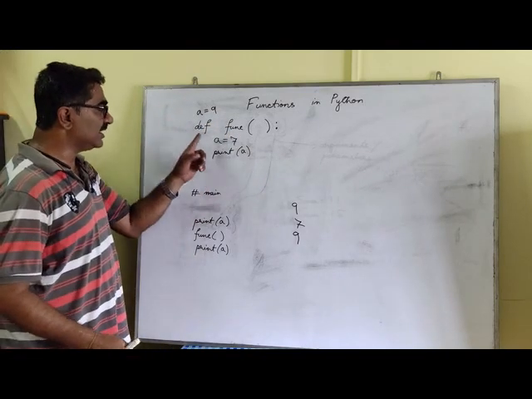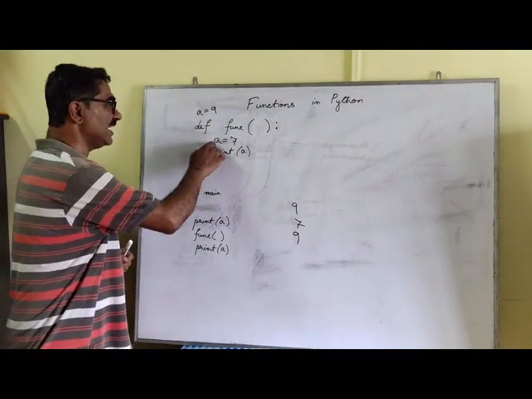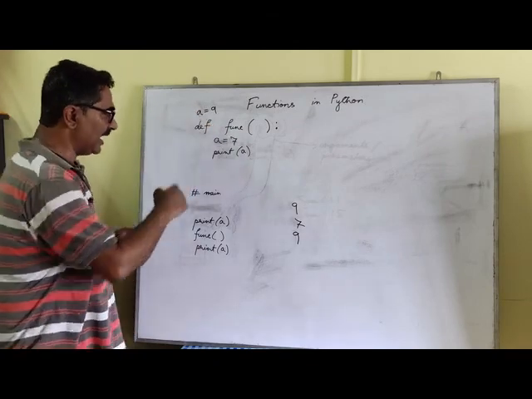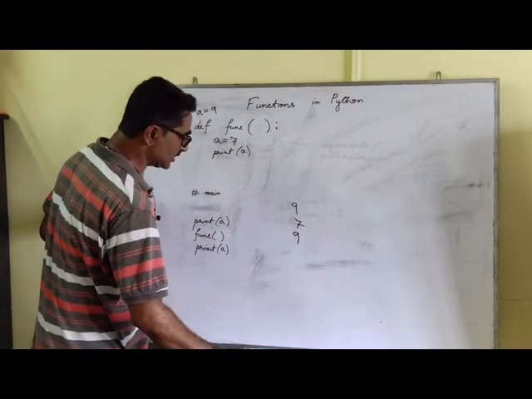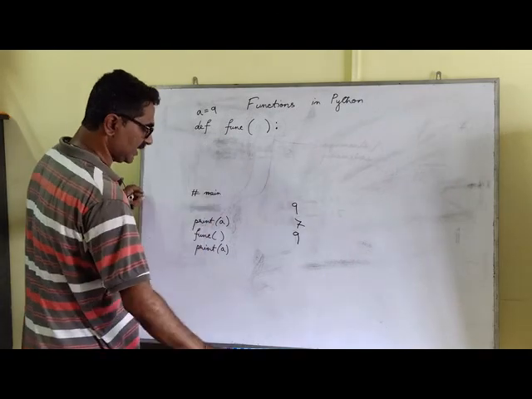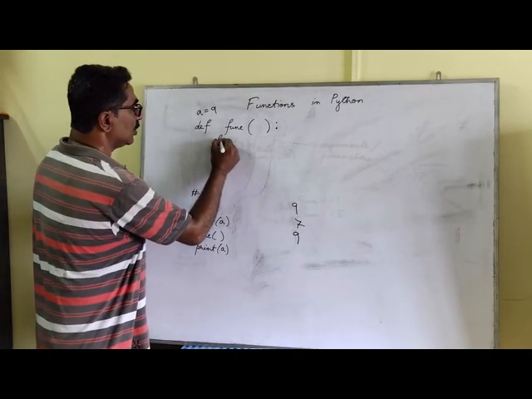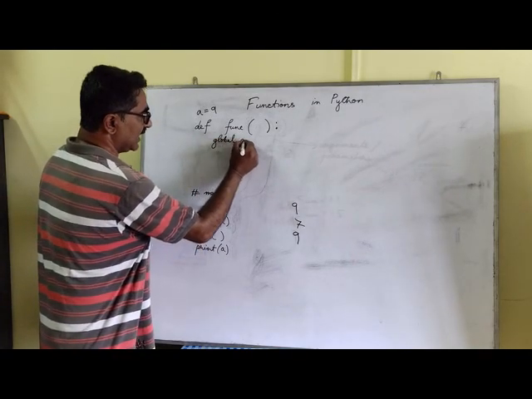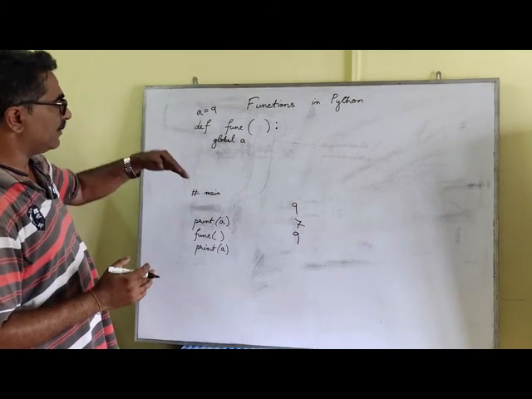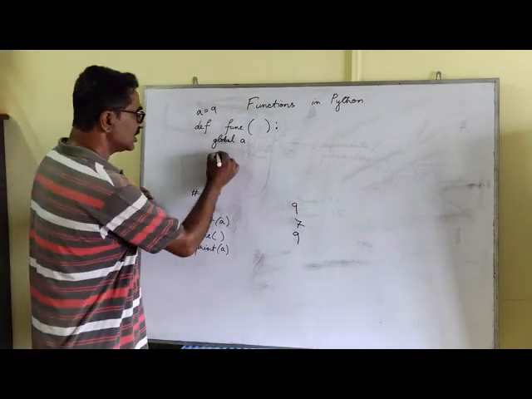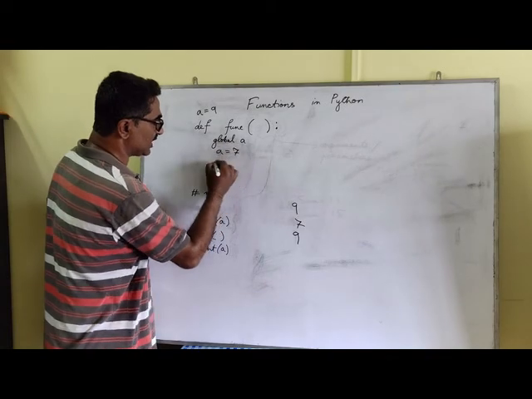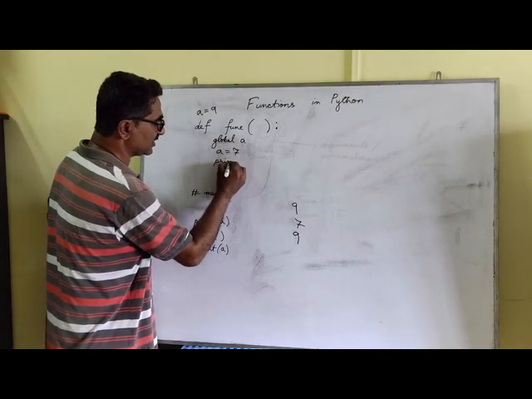However, in case we need to mean that this a is actually the global variable a, we need to use the global keyword. So what we do is, we write it this way: global a. Now any reference to the variable a actually means the global a. So here when I write a equal to 7 and print a, now see the difference in output.